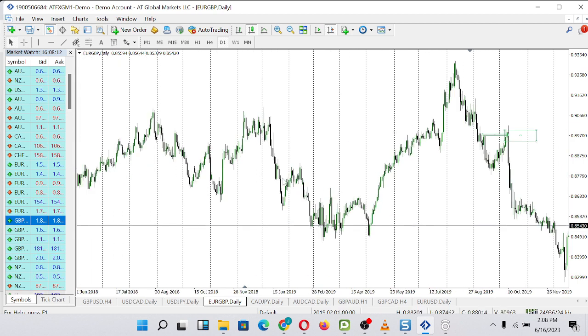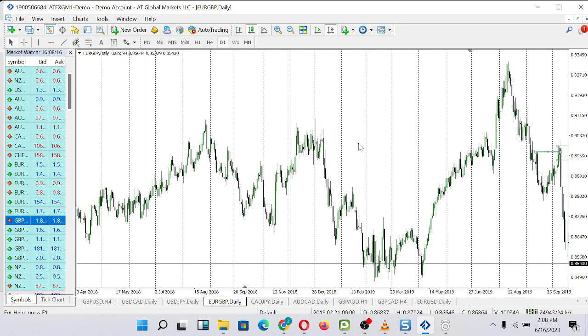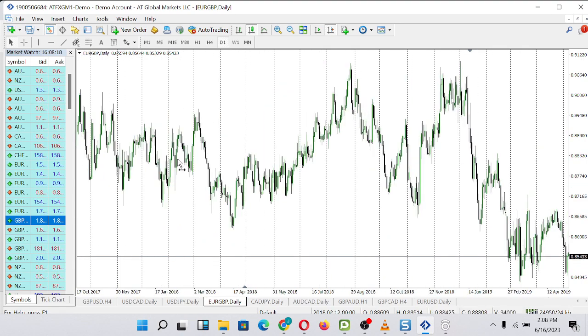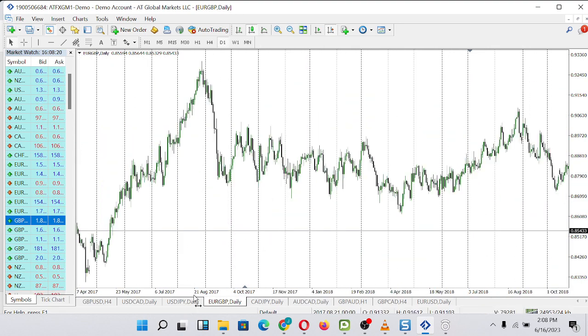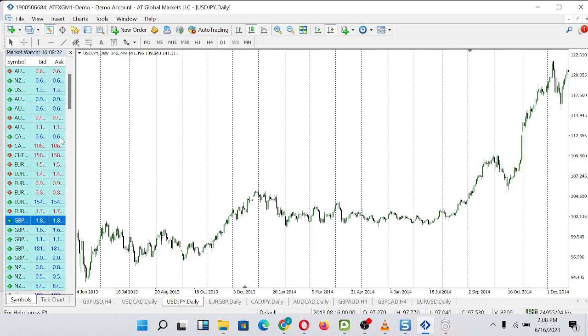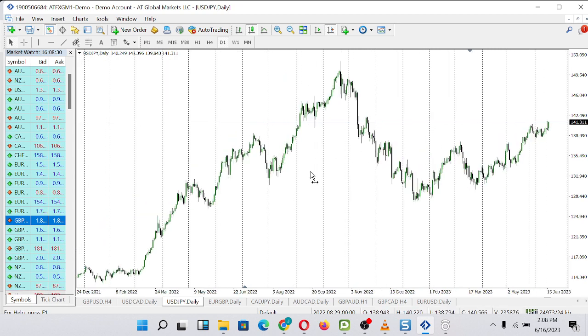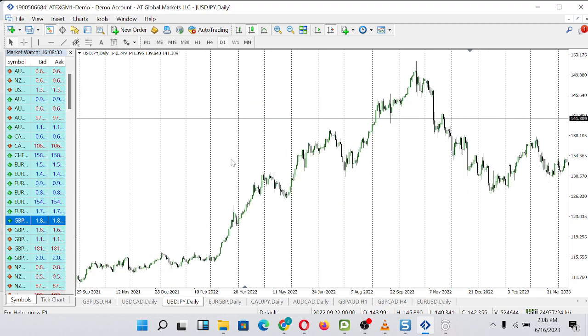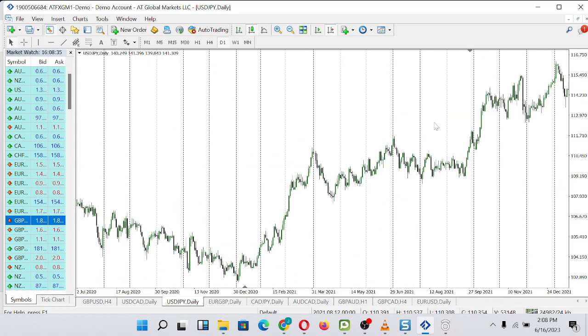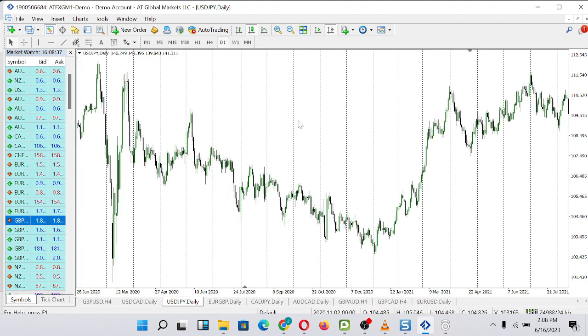So these are the zones. So you can do the same thing in all the charts. You just look for it. And look at this. This is also a good one, right?